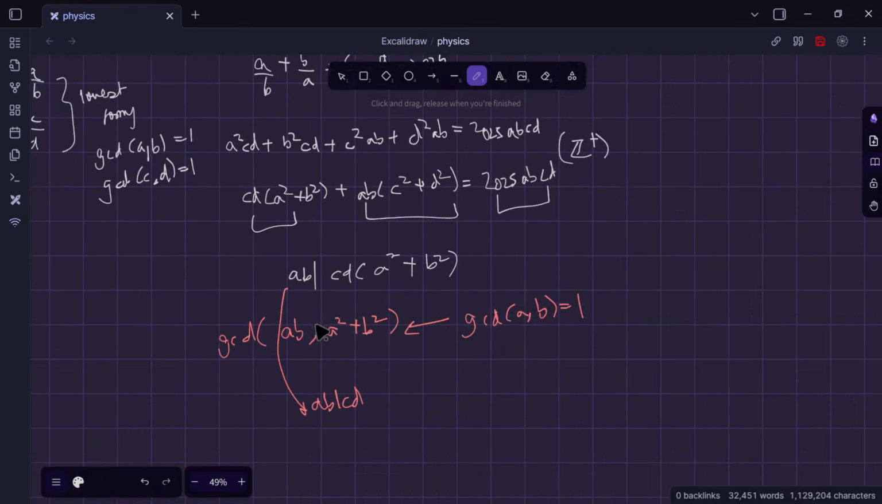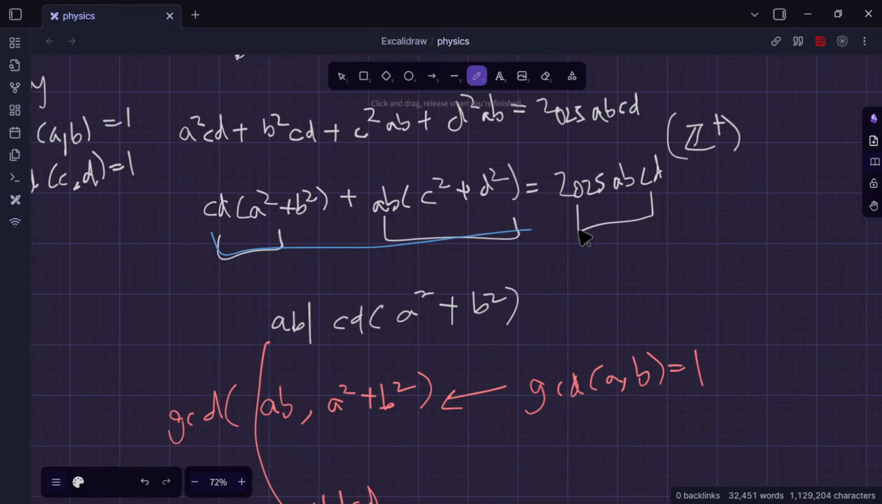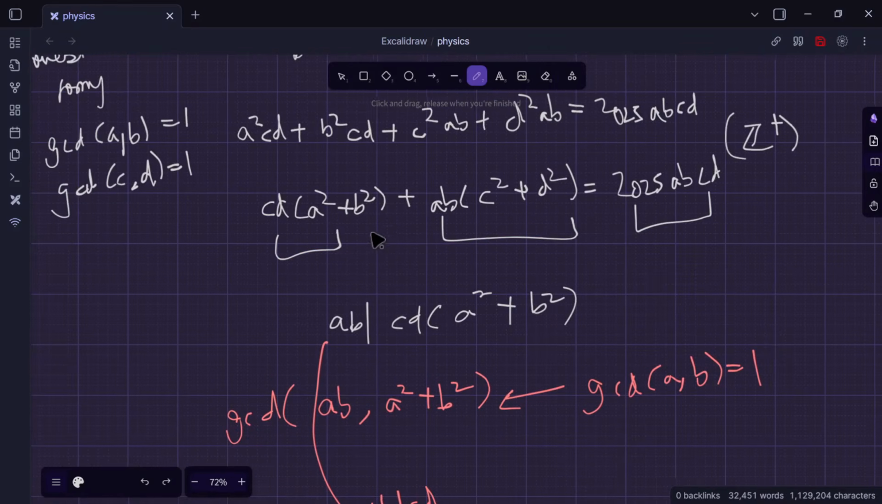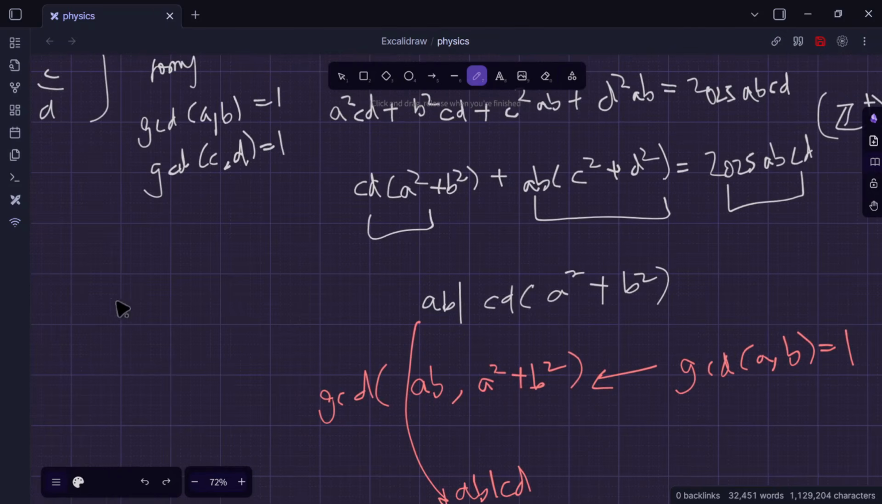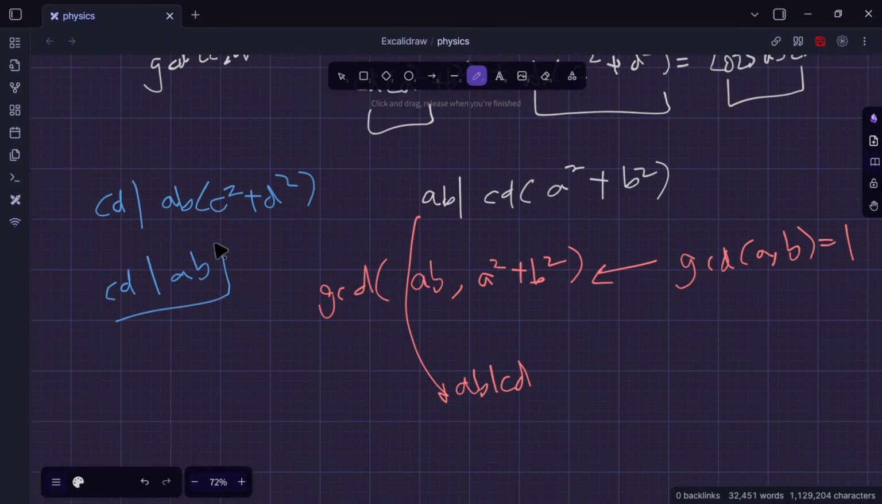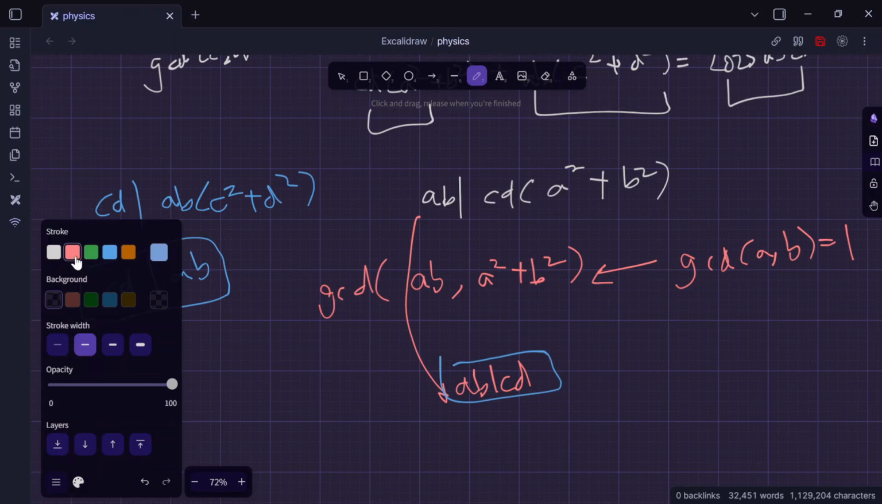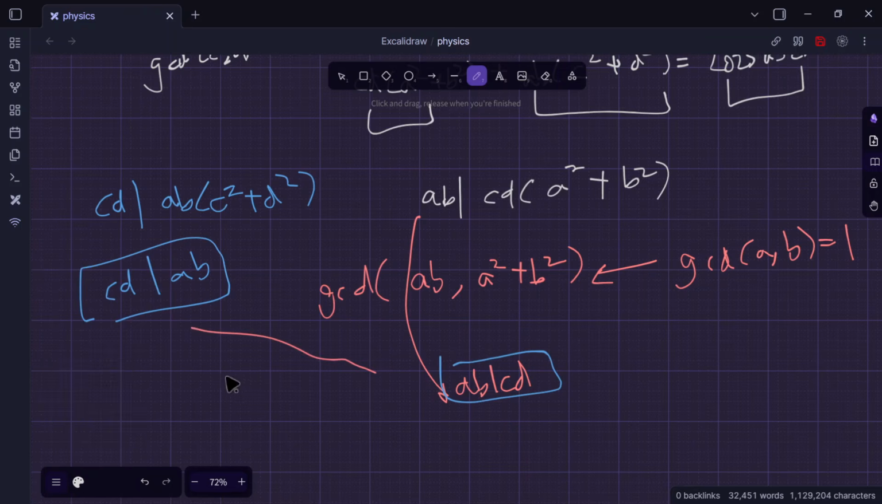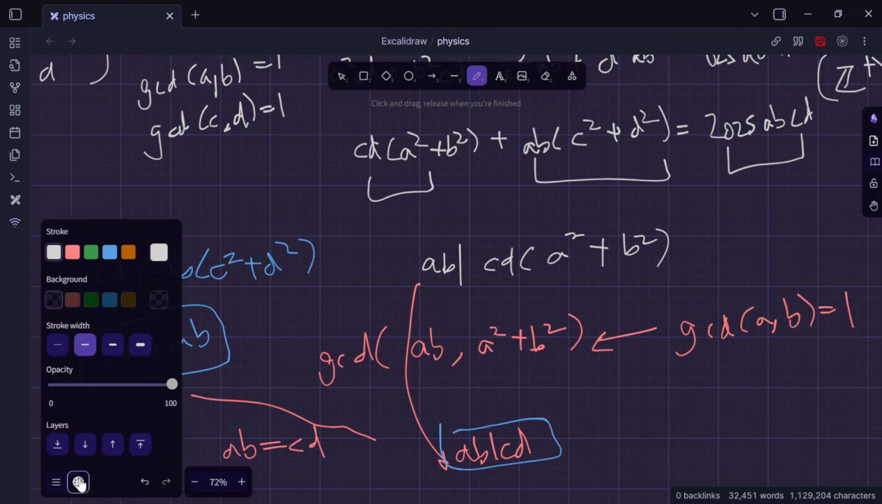But this is even better because this expression is completely symmetric, and similar to what we did with AB, we can obtain that CD divides AB times (C squared plus D squared). And again, CD and C squared plus D squared will be co-prime since C and D are co-prime. So we get CD divides AB, right? So this and this combined, since we are only working over positive integers and we don't have any sign issues, together give us AB equals CD, which is very, very good.